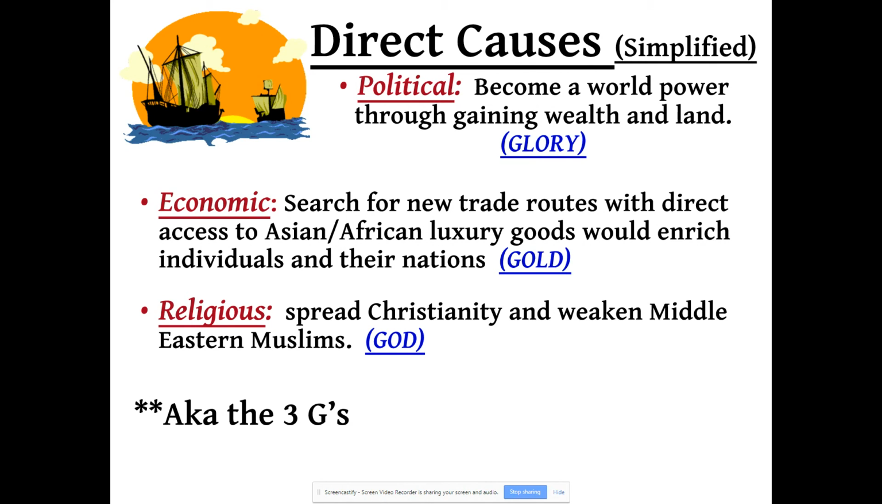The political being that they wanted to have more influence throughout the world and more power by gaining new territory and resources. The economic reasons, again, were because they wanted to get a hold of those Asian goods that were going to benefit the countries monetarily. And they wanted to break the stronghold of Islam in the world and to spread their own Christian beliefs. So that would be the religious aspect.